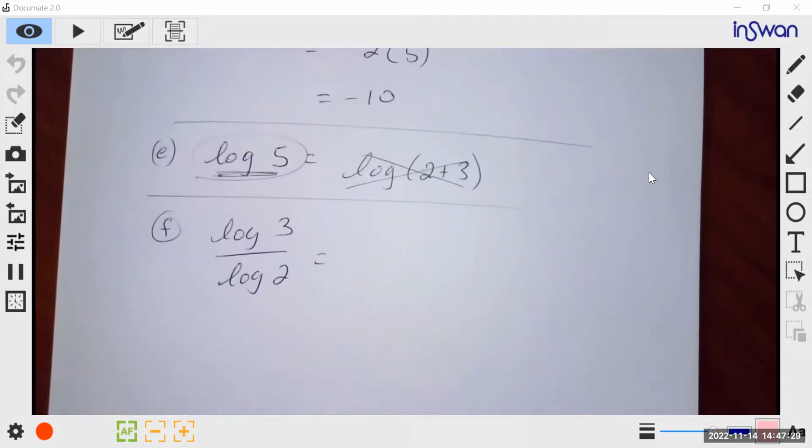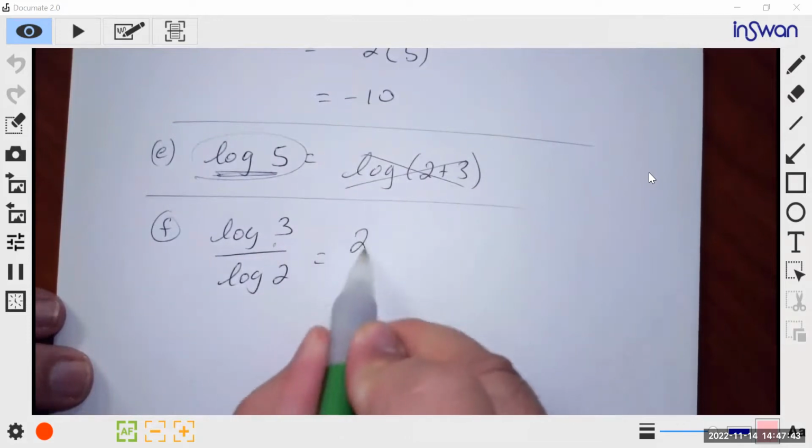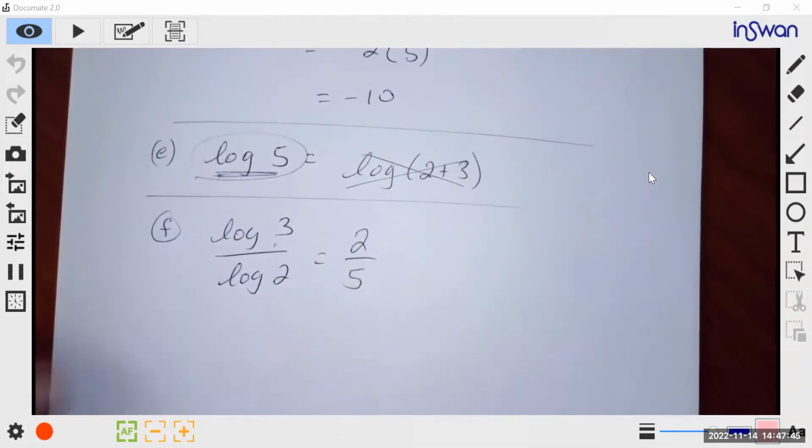Log of 3 over log of 2. What's log of 3? What's log of 2? That's the answer. That's all there is to it. Let me see what else I want to talk about. Oh, we haven't talked about solving them. So far, we've just done pretty rudimentary answers and questions.